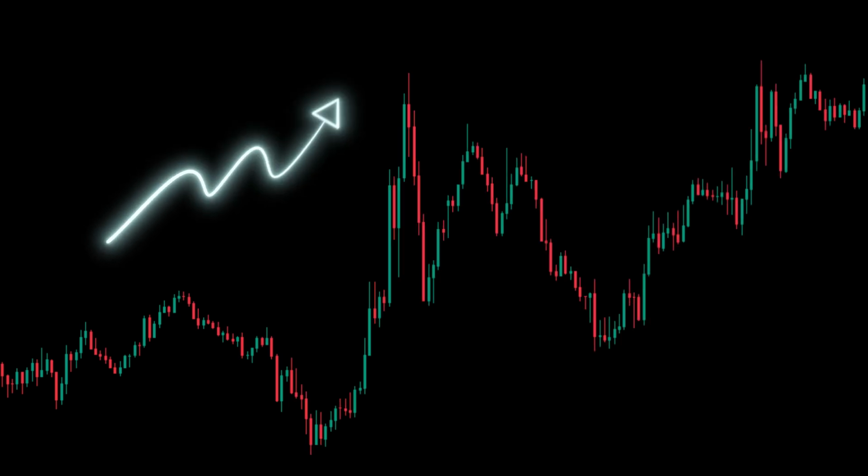Which order block is truly valid, and why does the market react only to some order blocks?